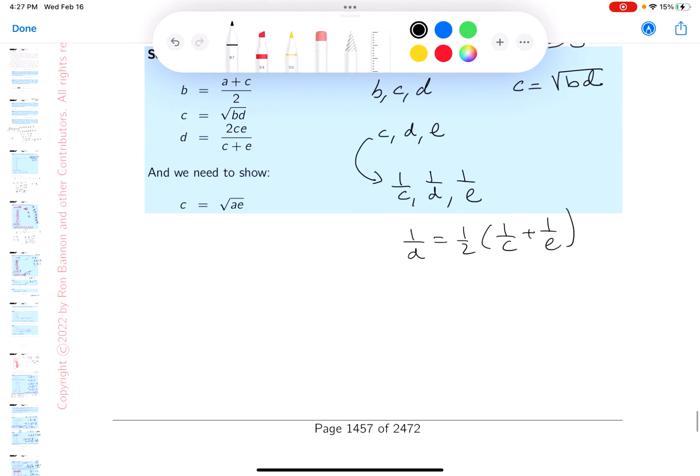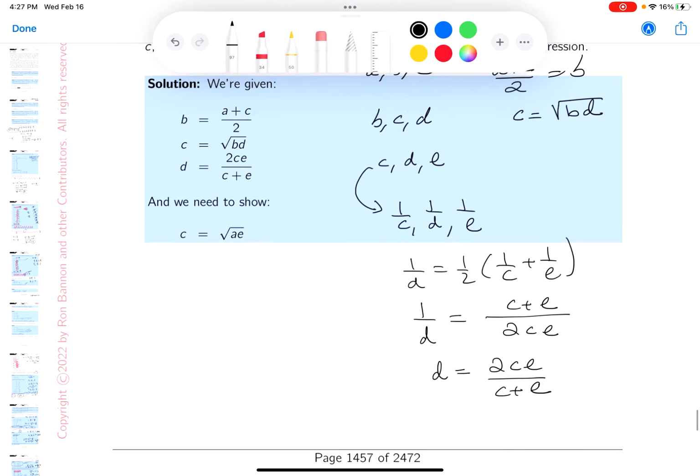All right? Let me see if I can do that. 1 over D equals, let's see, (2CE) over (C plus E). Hence D is going to equal 2CE over (C plus E).